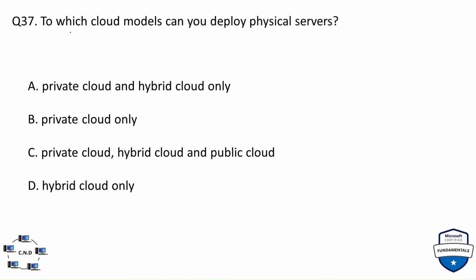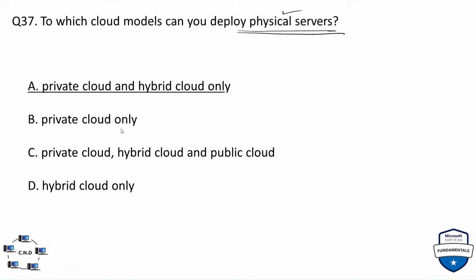Question number 37 is to which cloud model can you deploy physical servers? So remember, inside the public cloud, you never deploy physical servers. This is taken care of by the cloud provider. So where do you need to deploy the physical servers? The options are A, private cloud and hybrid cloud only. Option B, private cloud only. Option C, private cloud, hybrid cloud, and public cloud. And option D, hybrid cloud only.